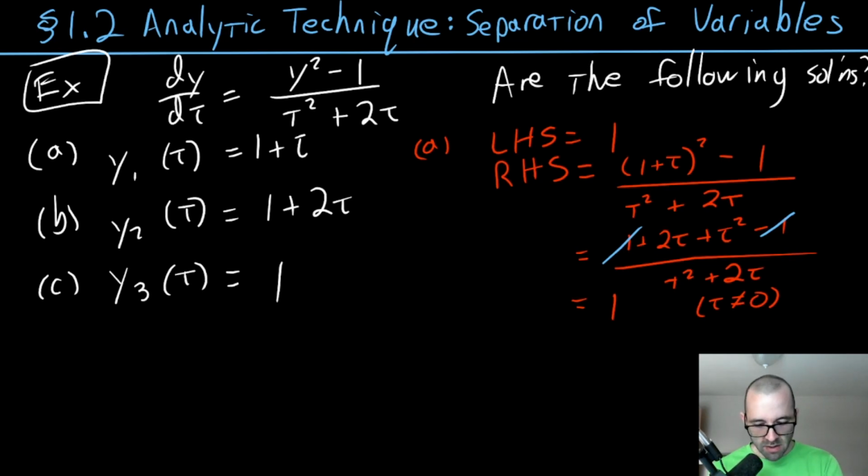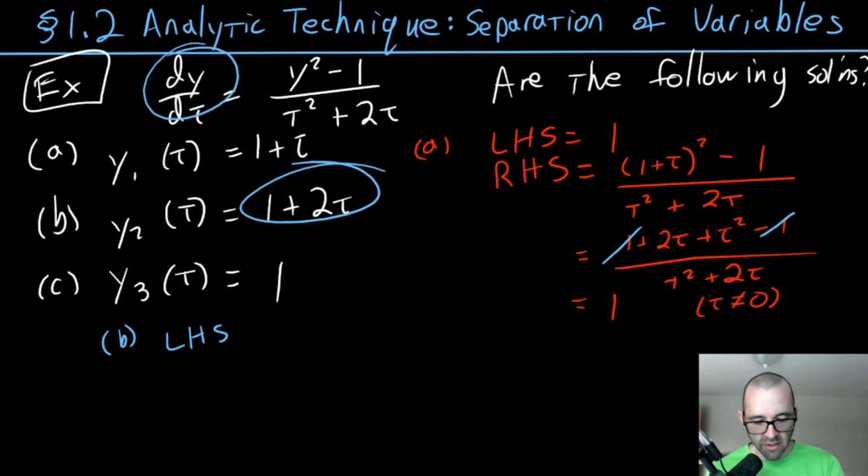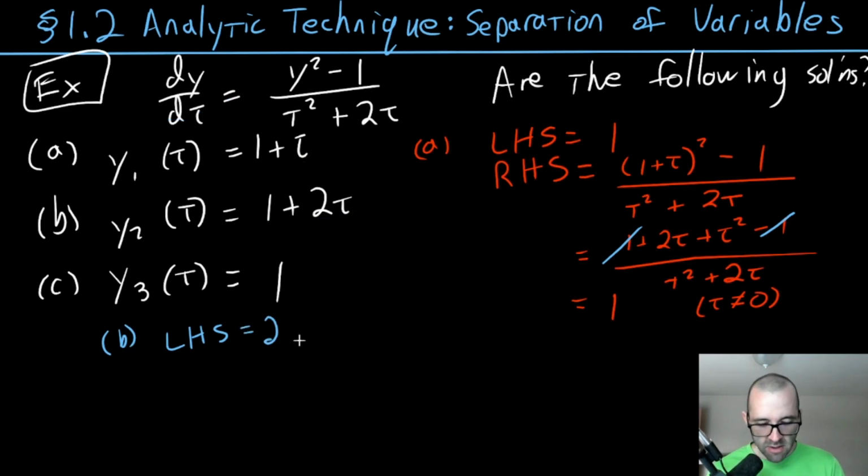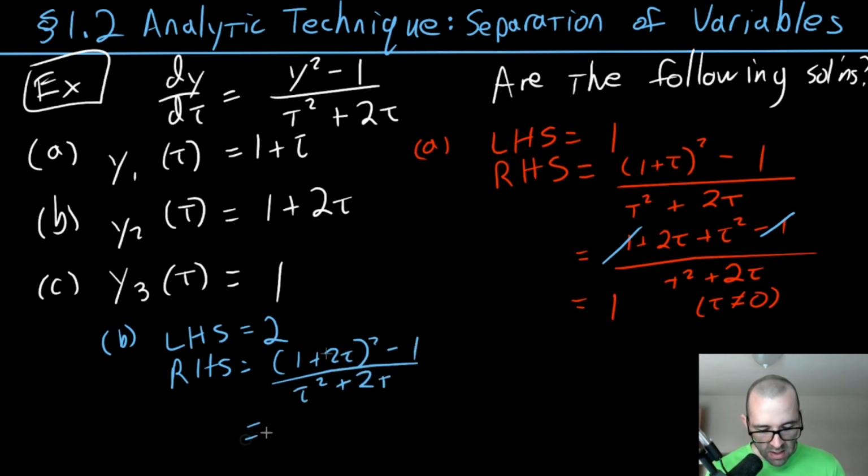Now the second one, we'll go over here for letter B. It's going to be very similar. The left-hand side is the derivative. What's the derivative of this function with respect to t? It's 2. Now the right-hand side, again, you should be doing very similar steps, except you're going to get (1 plus 2t) squared minus 1, all over t squared plus 2t. And when you do this, the 1 is going to cancel out, but instead you're going to get 4t plus 4t squared all over t squared plus 2t. And this is going to be something a little bit different.